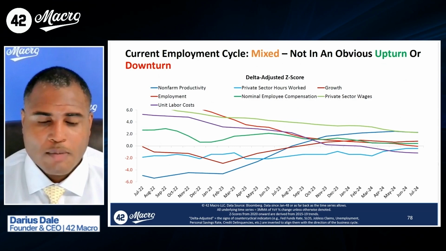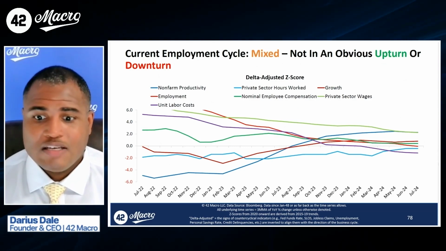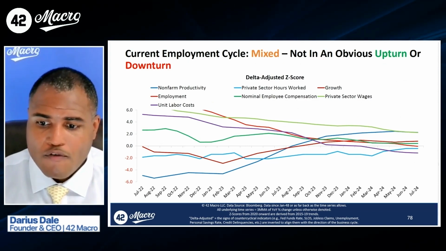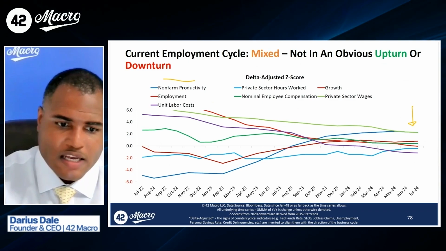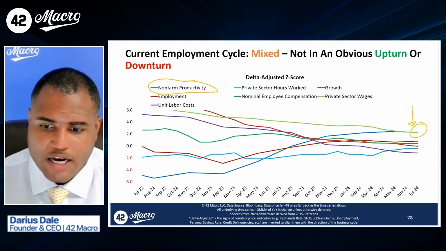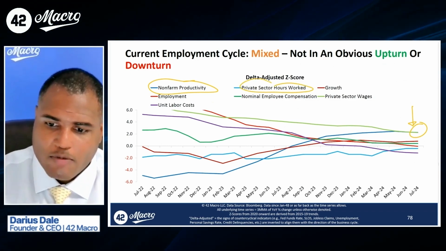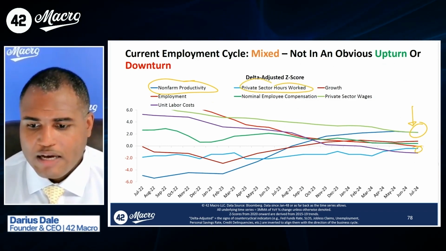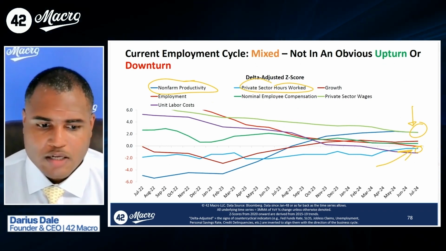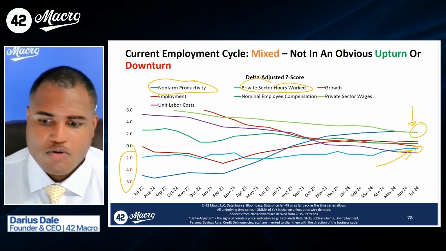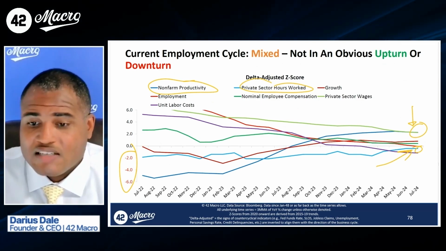And so if you look at the current employment cycle, it's actually quite mixed. It's not at an obvious upturn and it's not at an obvious downturn. If you look at the delta adjusted Z-score for these variables, we have the most leading indicator, non-farm productivity. It's very clearly in an upturn and quite a robust one as well. But then you have the second most leading indicator, private sector hours worked. It's in a downturn, a moderating downturn. It's actually getting better, but it's still technically in a downturn in terms of the negative delta adjusted Z-score in terms of where it is in its prospective cycle. So this makes no real obvious conclusion, and that's consistent with where we've been in the labor market.